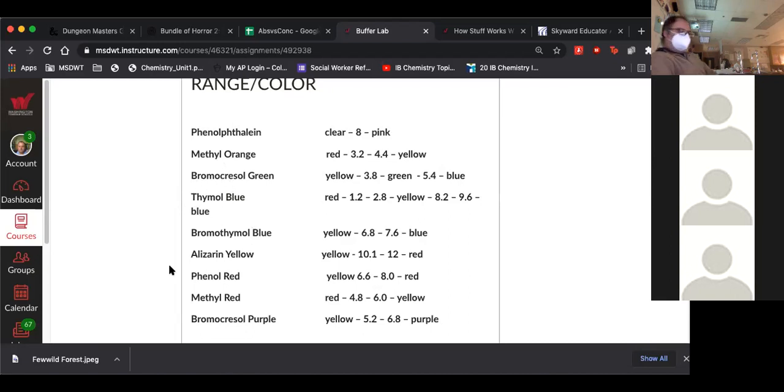So not only do you need to make the buffer and titrate the buffer, but you need to check before you do your titration where the breaking point will be and which indicator you want to use for that.